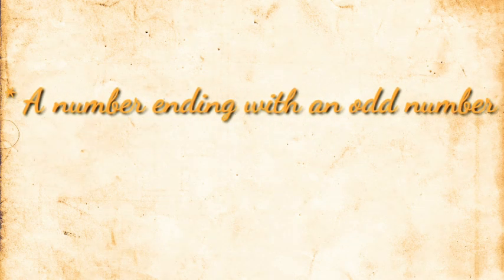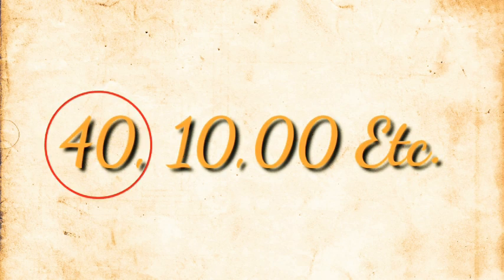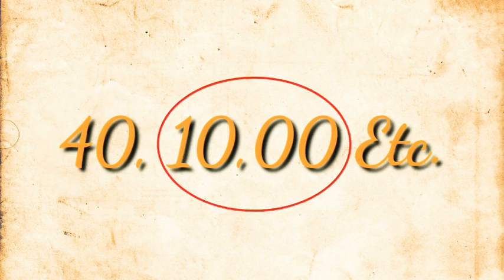So students, next property: a number ending with an odd number of zeros is never a perfect square. If you take any number and the number of zeros is odd, as 40 has only one zero, this means an odd number of zeros, so it is not a perfect square. Similarly 1000, in 1000 also 3 zeros are there, so it is also not a perfect square.